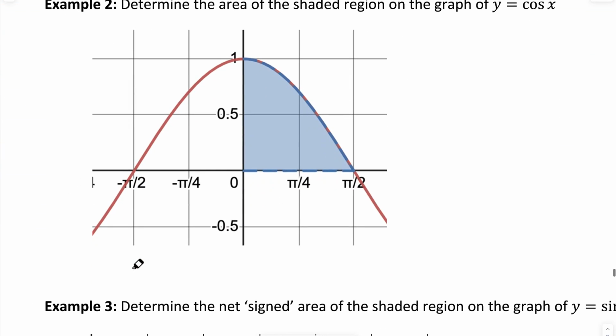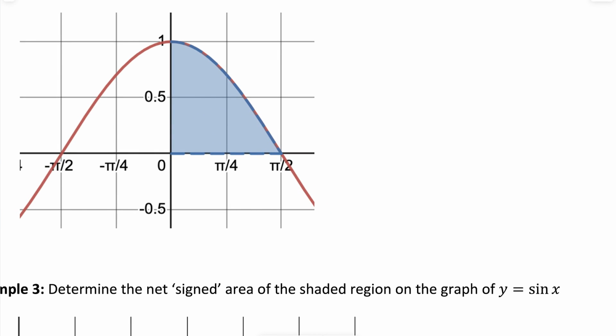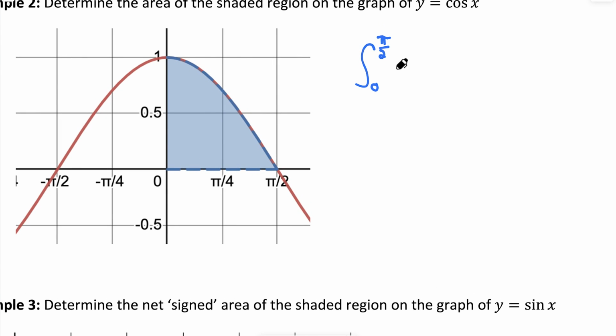Let's continue on here. Example 2 says, determine the area of the shaded region on the graph of y equals cos x. For this example, I made the shaded region completely above the x-axis, so we can just use the normal definite integral between 0 and pi over 2 of the function that we have here, which it tells me is the function cos x dx. So I can find the antiderivative of cos x, which is sine x, because I know the derivative of sine is cos. So I can do that antiderivative evaluated at pi over 2 minus the antiderivative evaluated at 0.